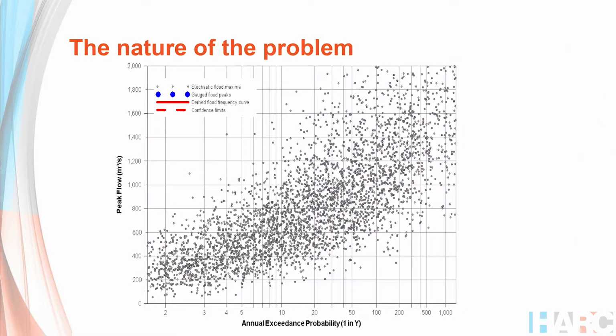So I wanted to spend a little bit of time now, before I get into the detail of how to do this in RORB, thinking about the nature of the problem that, to a degree, ARR2016 is trying to address. What I've got here is a series of results that we've derived for a catchment. This is not an urban catchment, and it's quite a large catchment, but the principles that I'm going to describe here are common regardless of where you are.